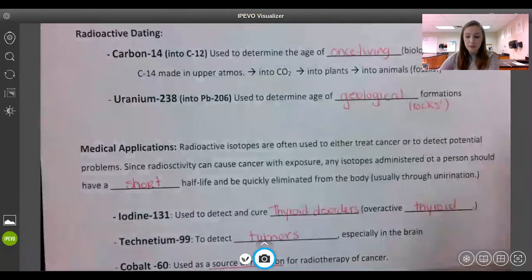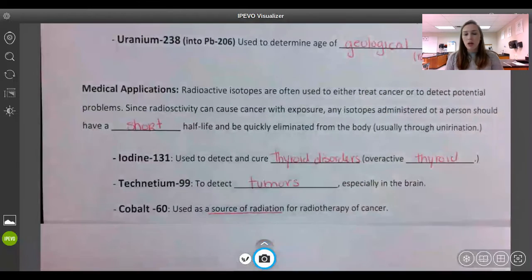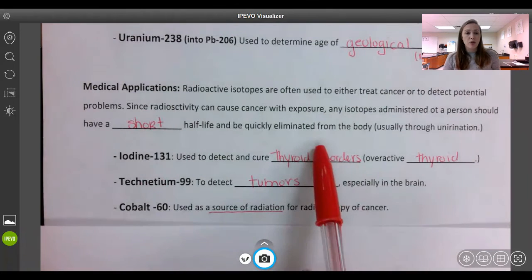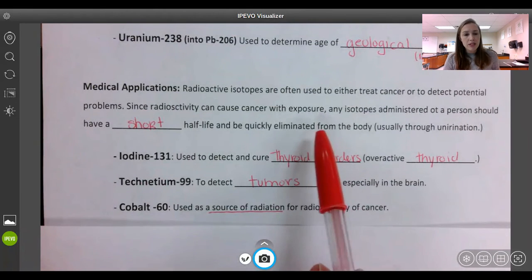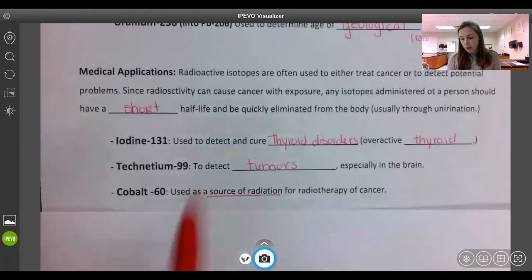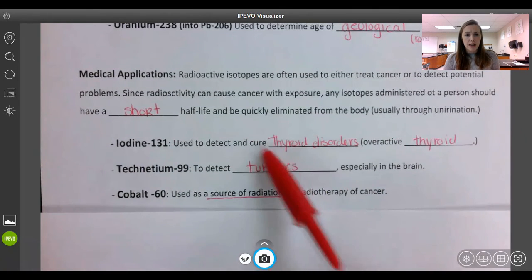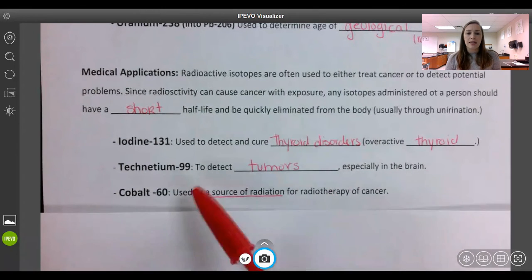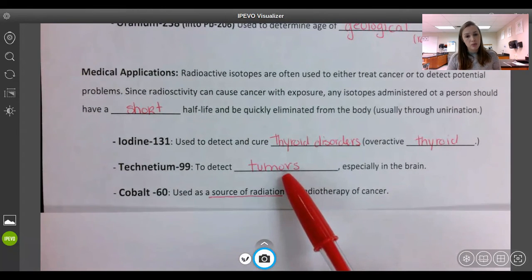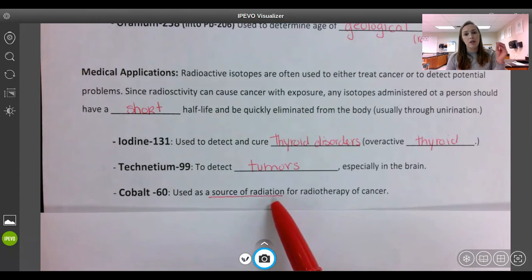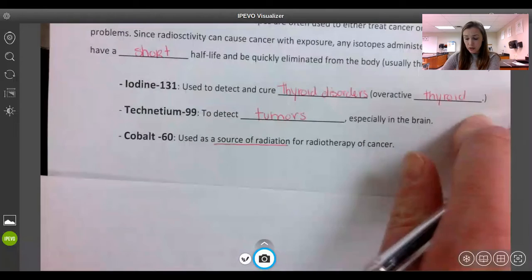There are also a variety of medical applications. These three you need to know. They tend to have shorter half-lives so that they get quickly eliminated from the body and don't cause any damage to healthy cells. The three you need to be aware of: iodine-131 is used to detect and cure thyroid disorders. Always look for iodine-131 tying in with thyroid. Technetium-99 helps to detect tumors, especially brain tumors. And cobalt-60 is a source of radiation for radioactive therapy of cancer, where it can help to get rid of cells in tumors, cancerous cells.